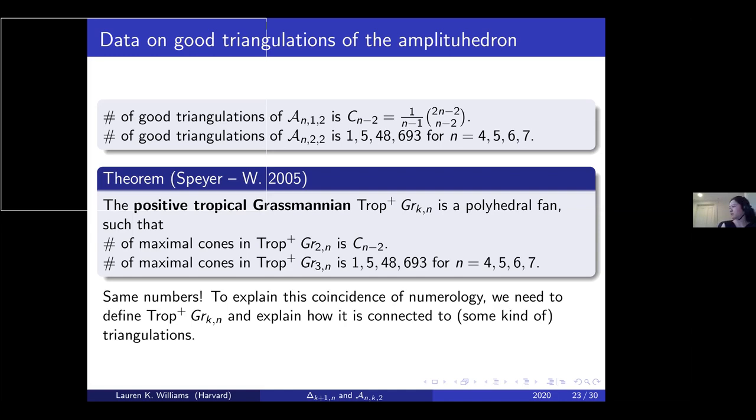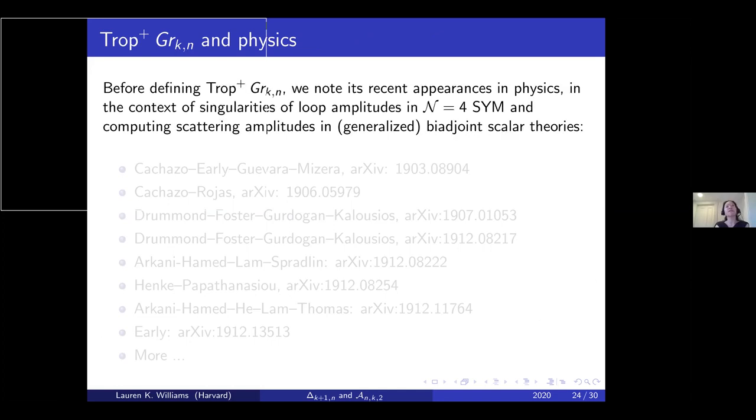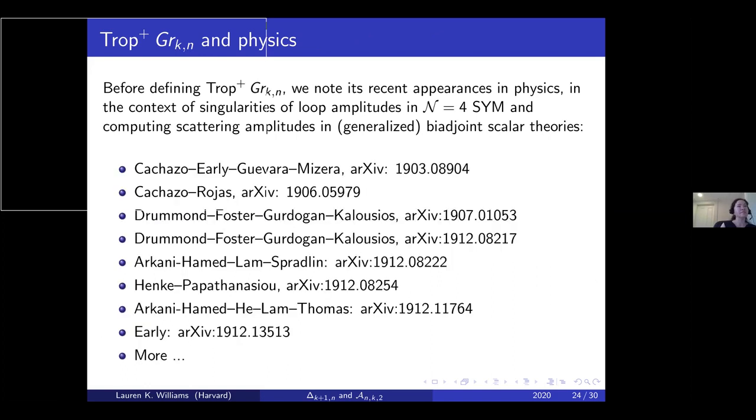To do so, the first step was to show how the positive tropical Grassmannian was connected to some kind of triangulations. Okay, so before I say more about the positive tropical Grassmannian, I'll just mention that it's appeared in a flurry of physicsy papers in the last year. I'm sure I have omitted some references here because I haven't even gotten into 2020. But anyway, this is a smattering of them.